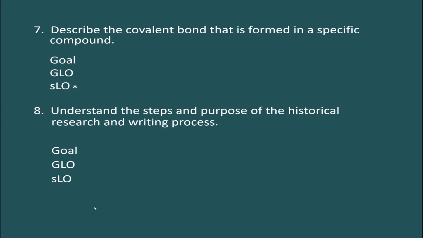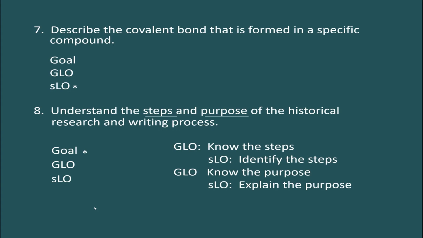Number 8. Okay, there's the biggie word. So I'm sure you all chose goal. Now, we could break it down to a GLO level by looking at steps and purpose and measure that separately. And the GLO would be know the steps, know the purpose. And if they know the steps and purpose, then we infer that they understand. And know the steps could be broken down: how do you know the steps? Because you can identify the steps. How do you know the purpose? Because you can explain the purpose. And explain there, again, would be something that you'd have to consider. Did I want it written or did I want it in a multiple choice format? Because it'll work either way.